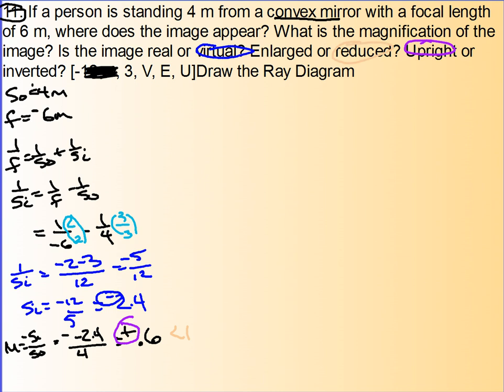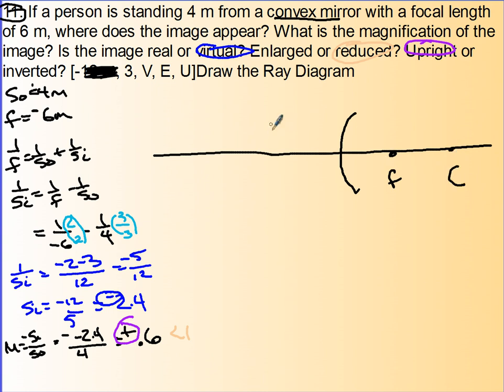Now let's do a diagram. All right. There's a 6 centimeter focal length. So here's my focus, and here's my center. Now it's 4 meters, so it would be about right here. All right. Remember, always go from the back of your mirror.